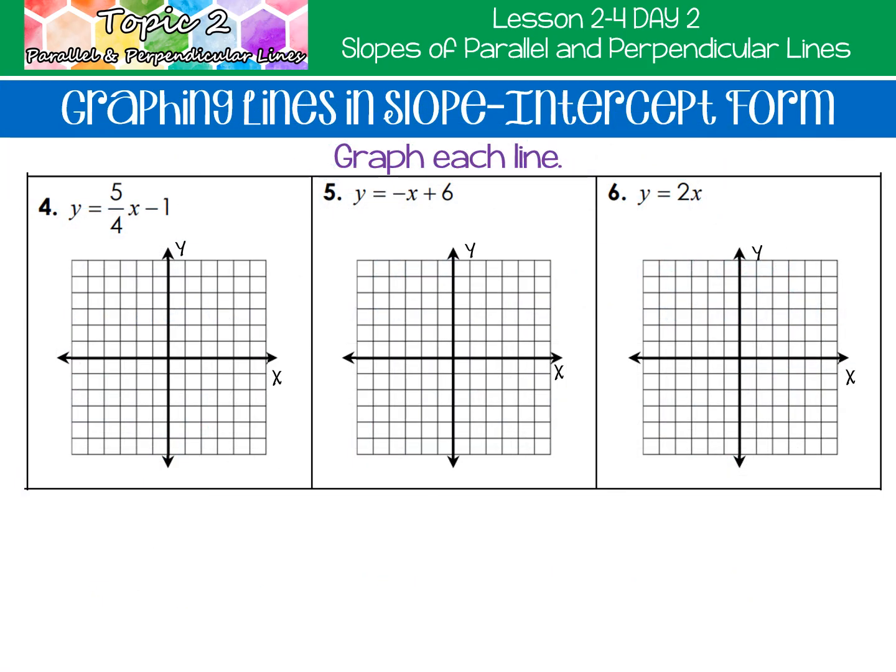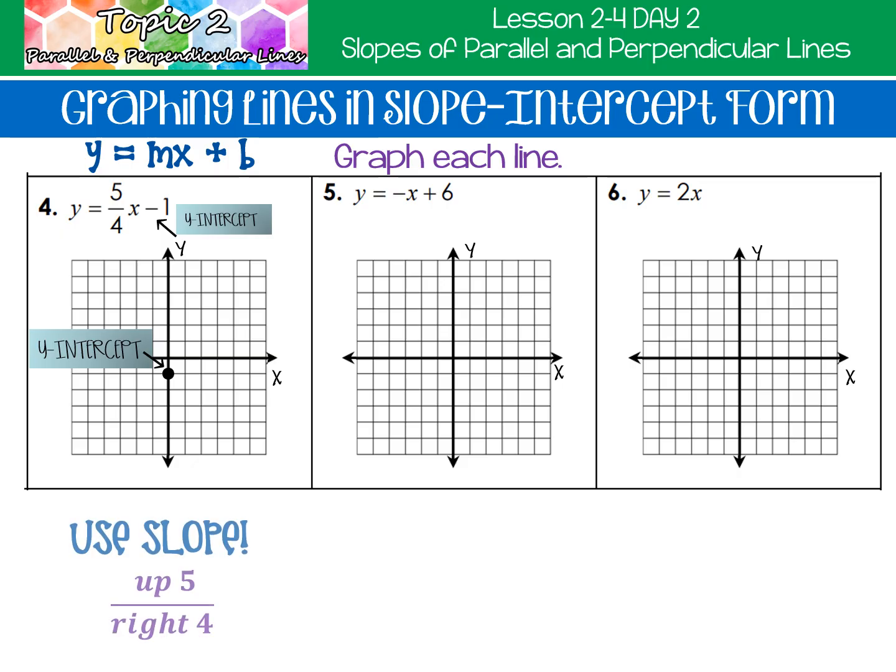Graphing lines. So we are going like in reverse. y equals mx plus b, remember, so our y-intercept's -1, and that is where we're always going to start. We're going to use our slope to go from there. So we're going up 5 and right 4 to get another point. And then we use a ruler, please, to draw a straight line through those 2 points.